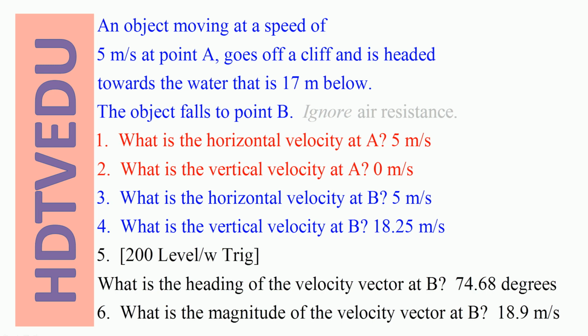So what do we have? What is the horizontal velocity at point A? 5. What is the vertical velocity at point A? 0. What is the horizontal velocity at point B? 5. What is the vertical velocity at point B? 18.25. What is the heading of the velocity vector? 74.68 degrees below the horizontal. What is the magnitude of the velocity vector at point B? 18.93 meters per second.